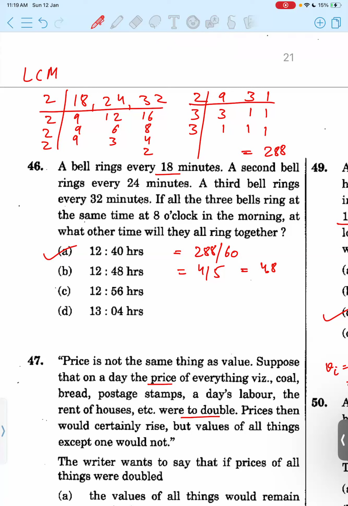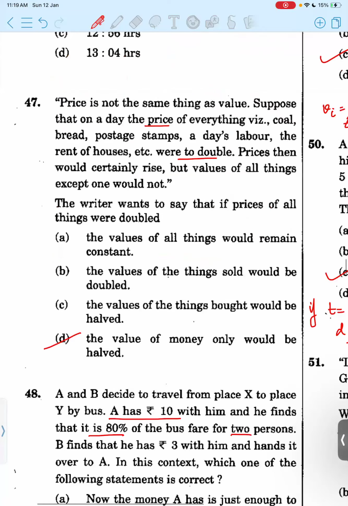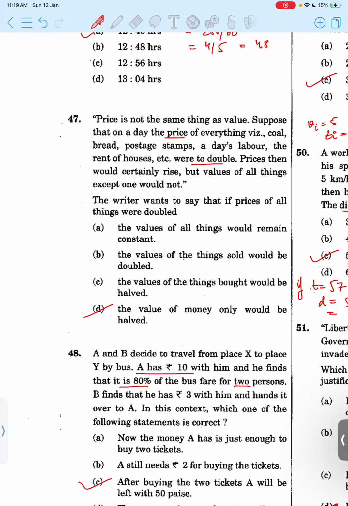Since there are three bells, the LCM comes out to be 288. Now you divide it by 60, because 1 hour has 60 minutes, so in hours it turns out to be 4.8. So 8 o'clock plus 4.8 hours will give us 12:48. Option B. Yes, okay, we'll revisit the calculation.